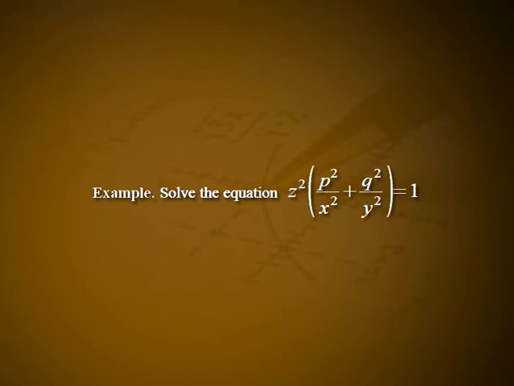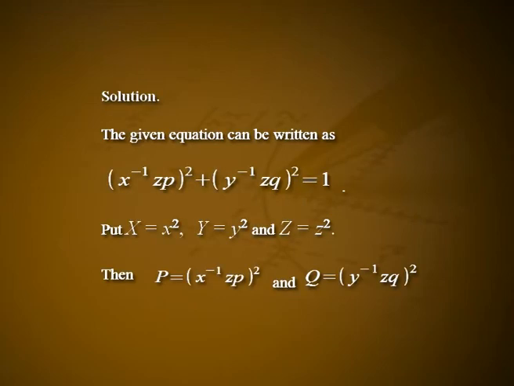Example, solve the equation z square into p square by x square plus q square by y square is equal to 1. Solution. The given equation can be written as (x raised to minus 1 into z into p) whole square plus (y raised to minus 1 into z into q) whole square is equal to 1. Put capital X is equal to x square, capital Y is equal to y square and capital Z is equal to z square. Then capital P is equal to (x raised to minus 1 into z into p) whole square and capital Q is equal to (y raised to minus 1 into z into q) whole square.